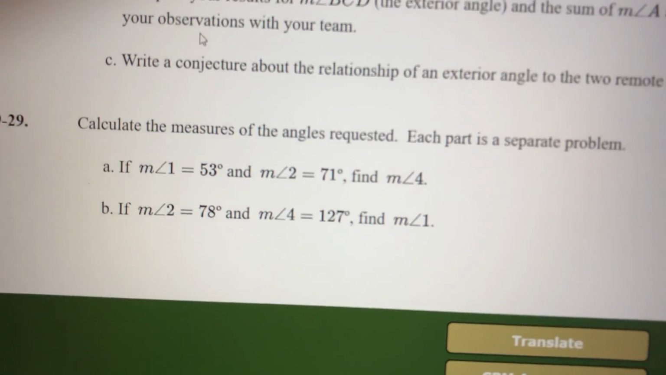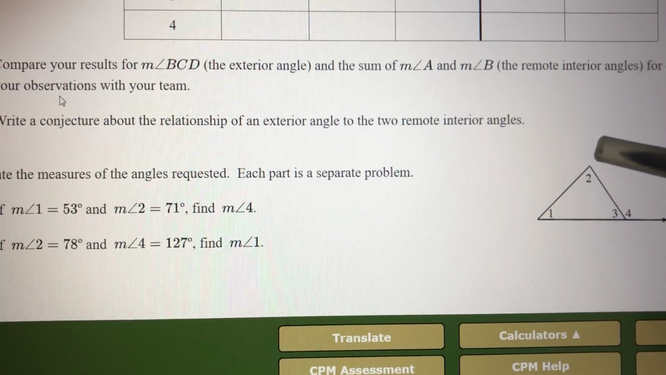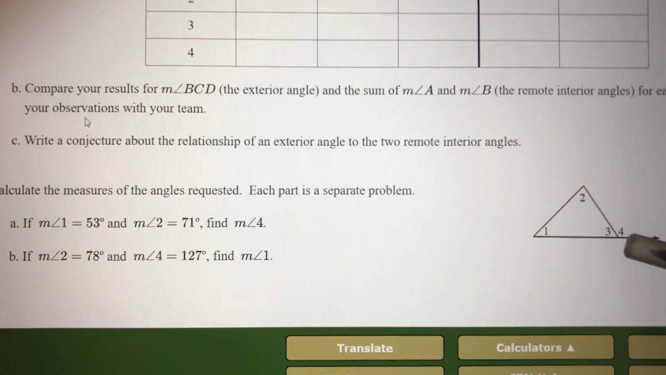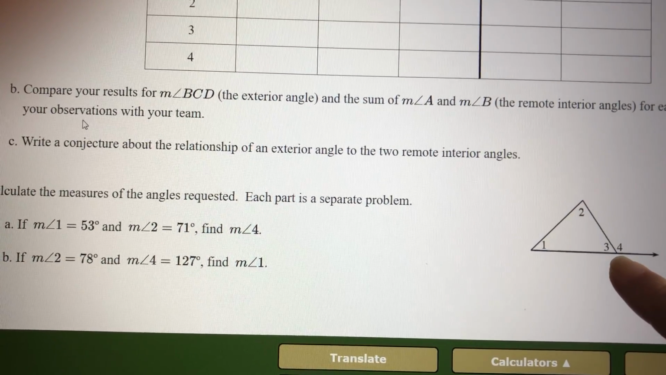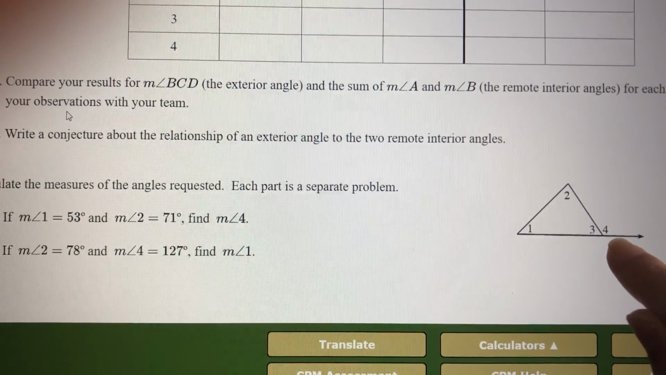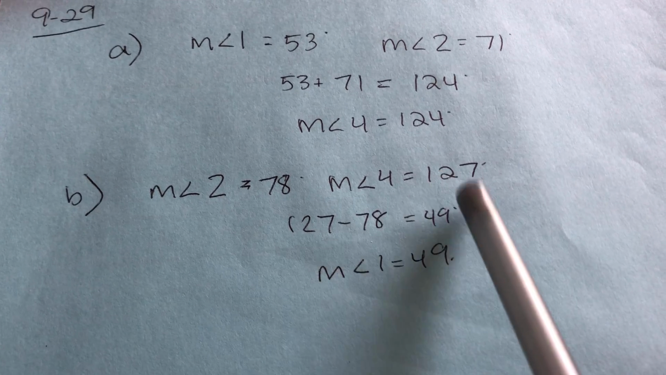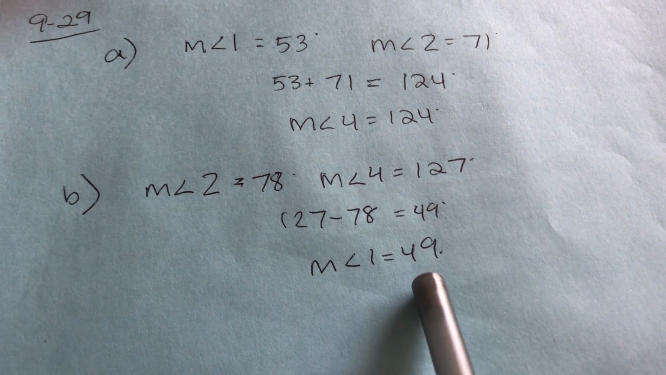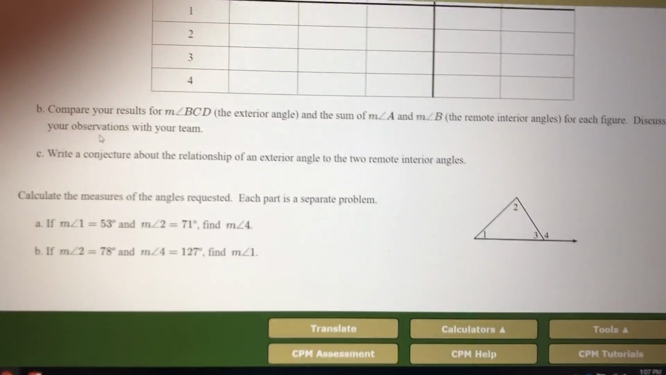Oh, there's part B. So here's part B. Part B says if the measure of angle 2, right here, is 78, and the measure of angle 4 is 127, find the measure of angle 1. So we gotta work a little bit backwards. So we have this, we know 4 is the total, and then this plus this, so 78 plus something gives us 127. So here's how I wrote it out. I did the measure of angle 2 is 78, the measure of angle 4 is 127. So if I take 127 minus 78, I will get the measure of angle 1, which is 49 degrees. So the measure of angle 1 would be 49 degrees.